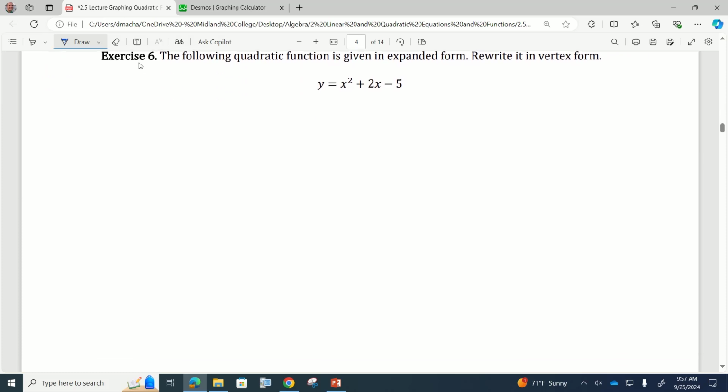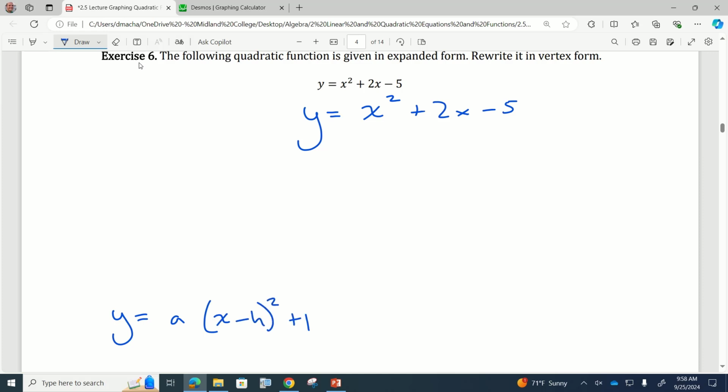The following quadratic function is given in expanded form. We want to rewrite it in vertex form. So here we go. We've got x squared plus 2x minus 5. And what I would like in the end is a times x minus h squared plus k. That's my vertex form. What is a? 1? And that's good. So I already know part of my vertex form. I already know this is going to be 1 times x minus whatever h is squared plus k.